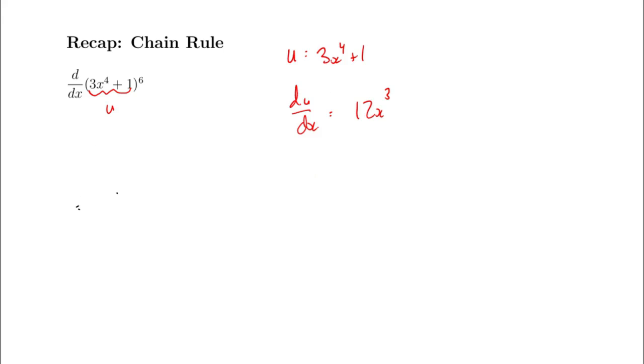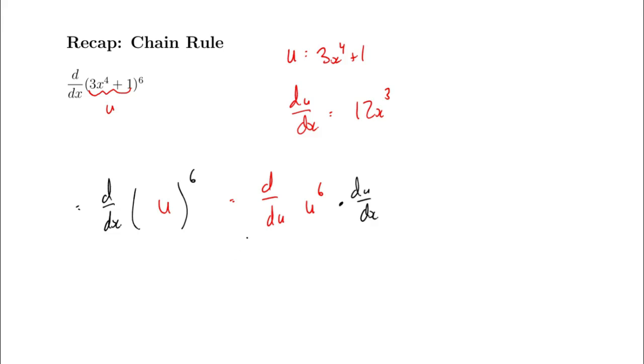We know that the derivative with regard to x of u to the sixth here is really going to be the derivative of u to the sixth with regard to u, times the derivative of u with regard to x. So we just need to make sure we link these derivatives together, right? Differentiate with regard to u, and then differentiate u with regard to x, and that should be fine.